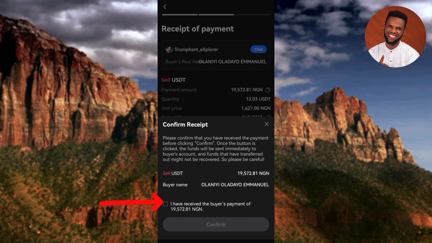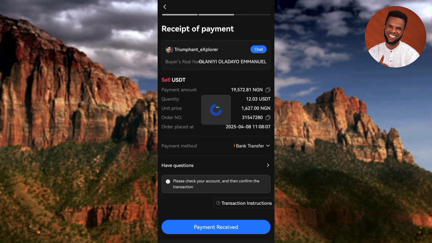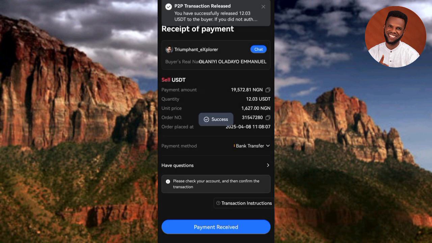So let me tick it right away. Then let me tap on confirm. You can see right there, this is the exact amount that I received, and this is the buyer's name, which is the same as the one on my bank alert. So let me go ahead now to tap on confirm. You can see guys, it's loading. You can see success. Now you can see transaction released. Now I've released the 12.03 USDT to the buyer.